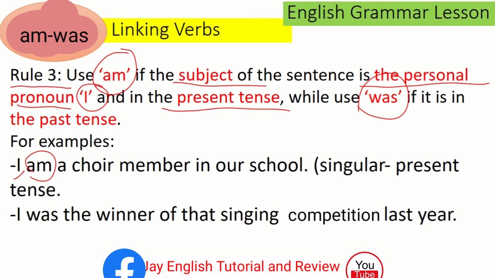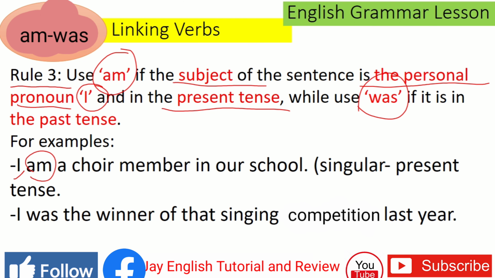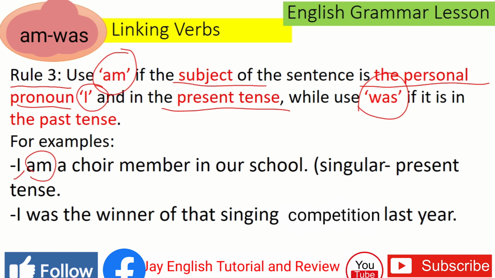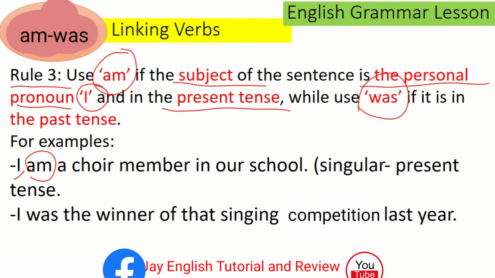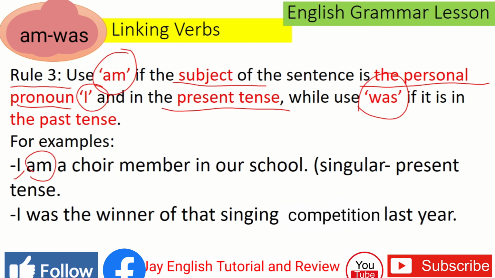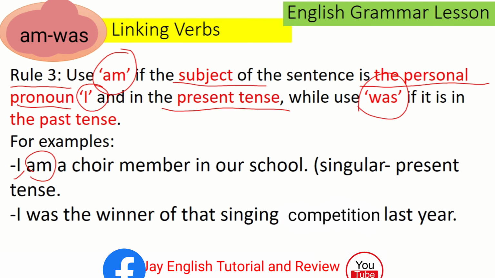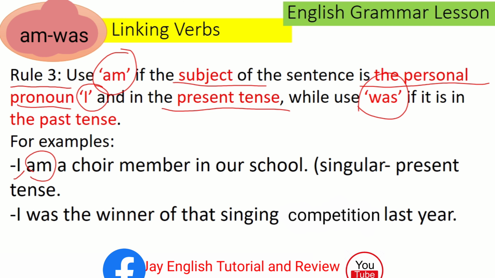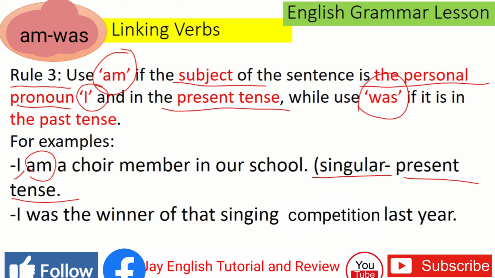You cannot say I is, I are, or I were. You can only use I were if the sentence is in a conditional statement. So conditional sentence is another English grammar lesson, okay? But for now, that is I am. I will repeat, you cannot say I is or I are. That is only I am. A choir member in our school, that is singular present tense.